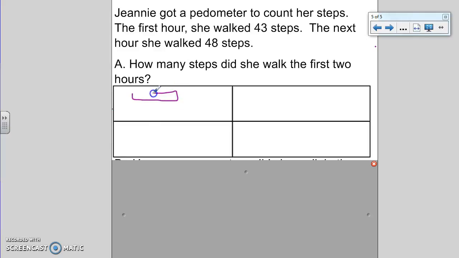So the first hour, there's my tape for the first hour, she walked 43. The second hour, she walked even more than that, she walked 48 steps. We want to know how many she walked in all. So for the first 2 hours. So for this problem, we don't know the whole. That's what we're trying to find out, how long these two tapes are put together.